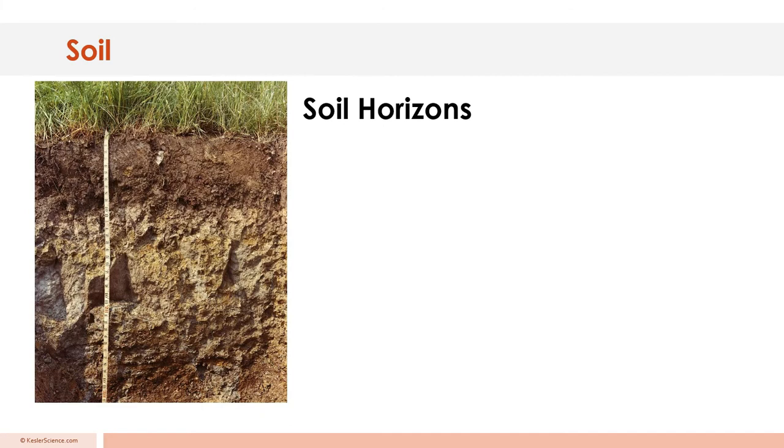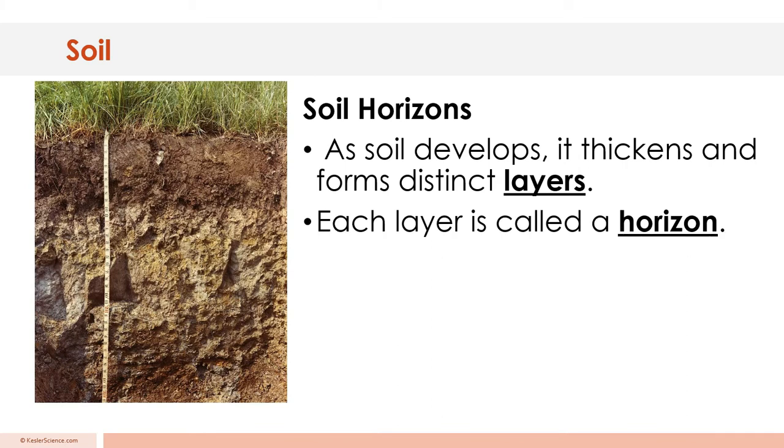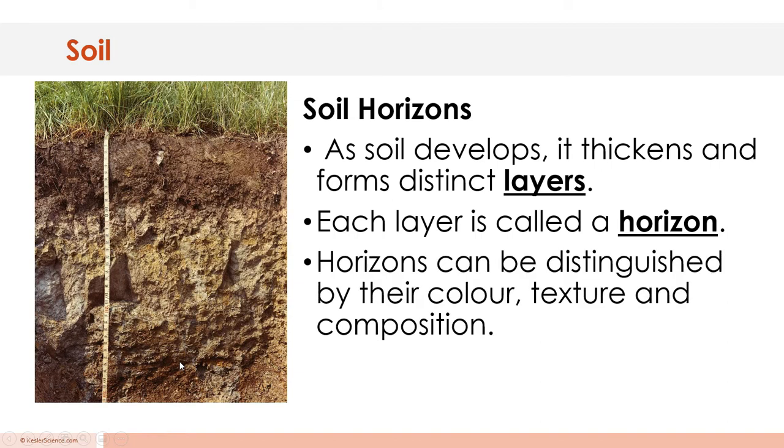Next. Soil horizons. As soil develops, it thickens and forms distinct layers. Each layer is called a horizon. We can see it here. Each of these layers are different colors, it looks like. We can tell them apart. So horizons can be distinguished or told apart by their color, their texture, and composition. So these different layers are made of different things.